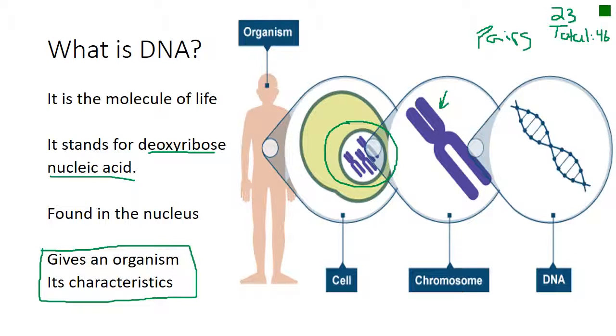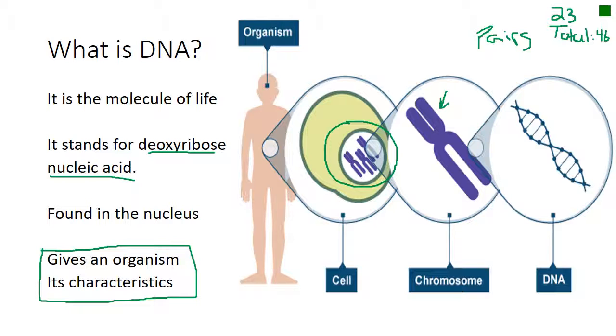Okay, but different species have different numbers of chromosomes, so we're going to have a different number of pairs of chromosomes compared to how many, let's say, dogs or cats have. So for example, dogs will have 39 pairs of chromosomes. Cats are going to have 19 pairs of chromosomes. So all species have a different number of chromosome pairs.